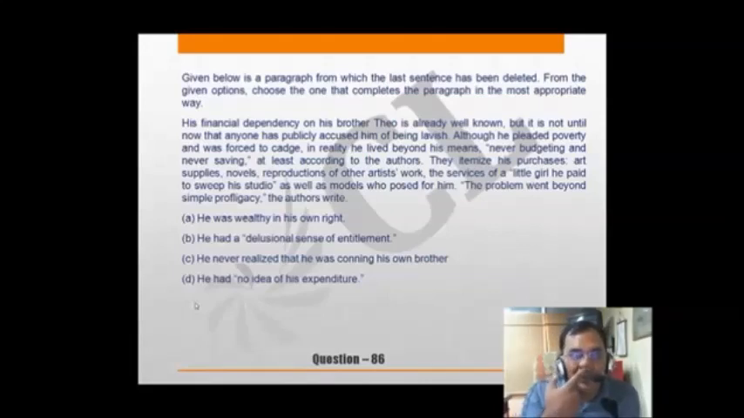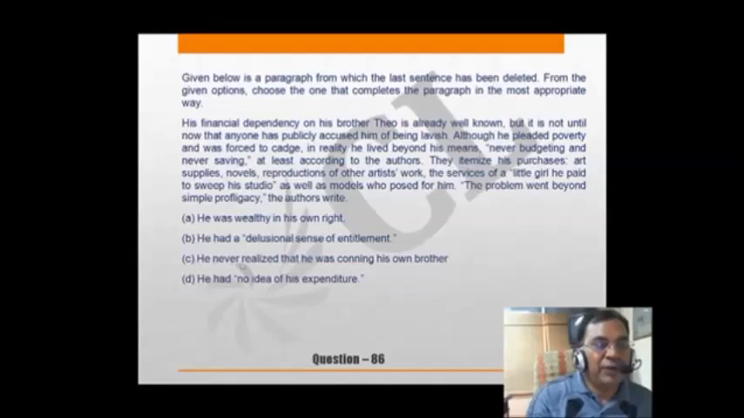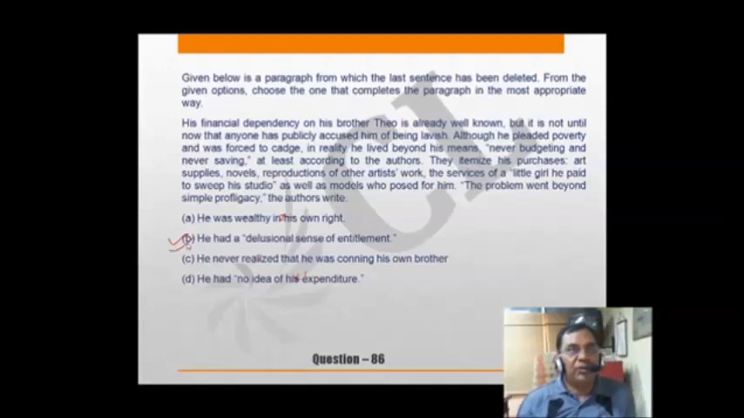That means he was a spendthrift beyond simple profligacy. He was wealthy, he had a delusion that power was something else besides the money. He was scanning his own brother, he had no idea of his expenditure. Profligacy, okay. That means I'll have to go for a contrast. He had no idea of his expenditure. Again, profligacy, he was wealthy, so he had a delusion of entitlement. It was not about the expenditure, it was about how he did not know what he was doing. So that was a good question. It's a very good para completion.